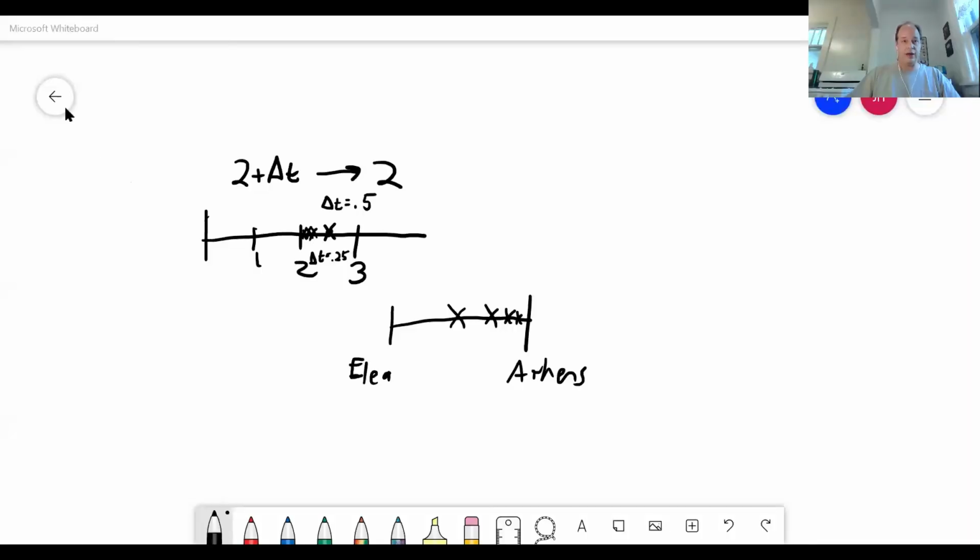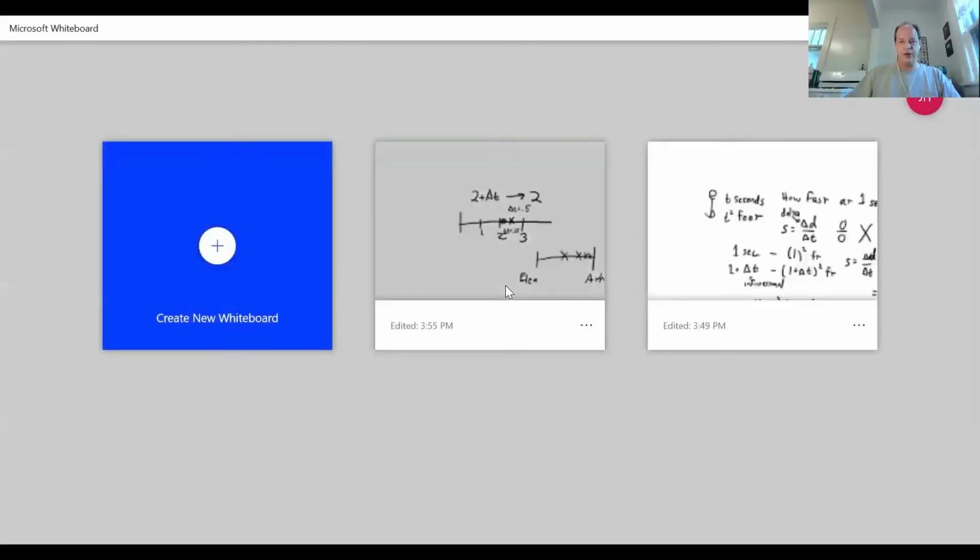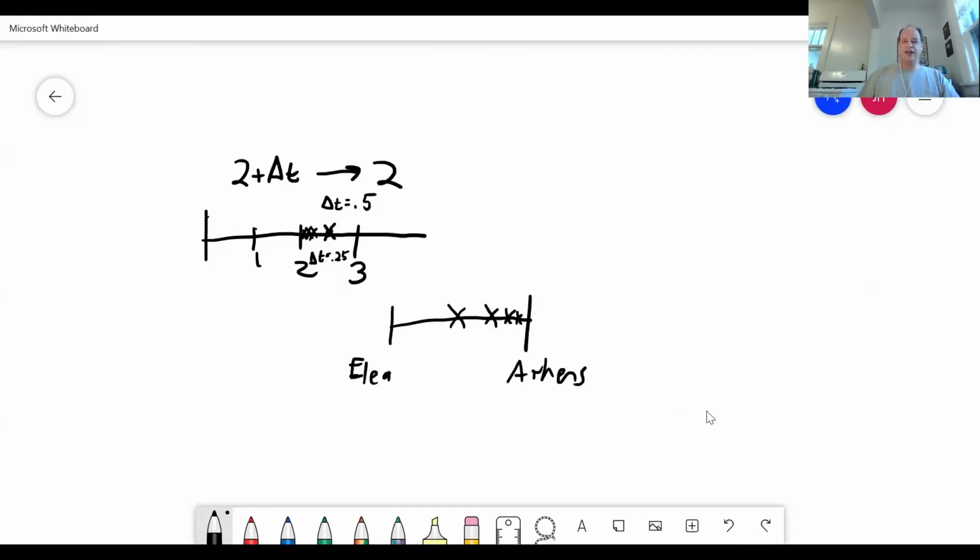How did they do it? What is the foundation of their solution? All right. Oops, we could go with this one. So let's take a look at this Elea to Athens journey. How exactly are we to understand this infinite process?